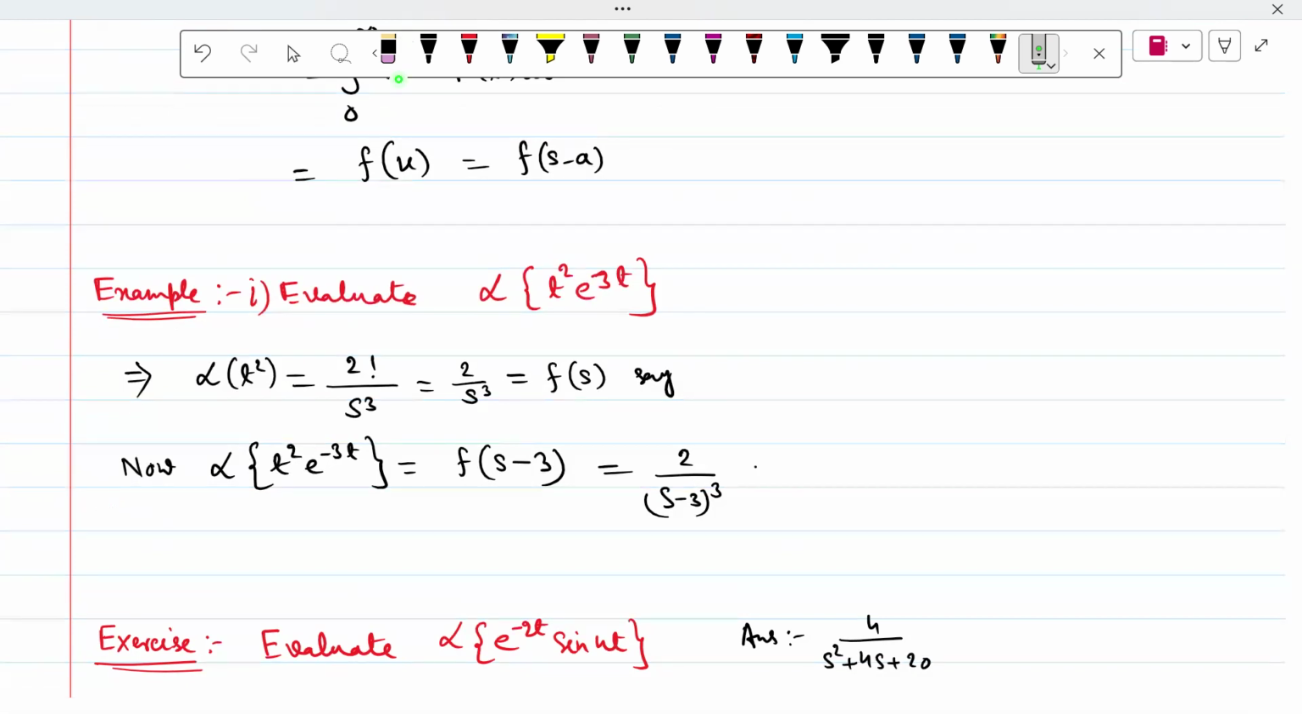Now L of t square e to the power 3t. Here the 3 should be positive, so there is just a little mistake. If you have a positive a, then it is shifted by minus a, so we get F(s minus 3). So by the shifting property, with e to the power 3t, this will be shifted to F(s minus 3). So what is F(s minus 3)? You just replace s by s minus 3. So it is 2 by (s minus 3) whole cube.